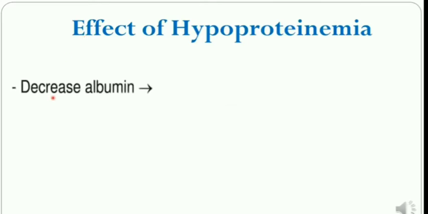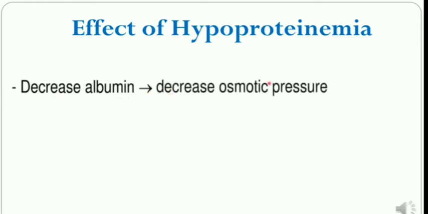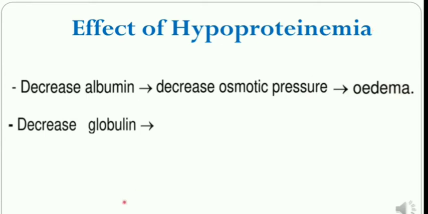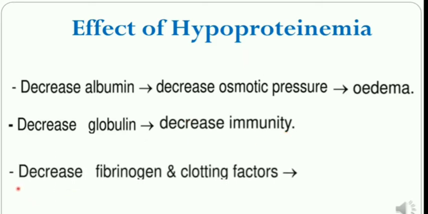Now what are the effects of hypoproteinemia. Generally, if hypoproteinemia is because of decrease in albumin, there will be decreased osmotic pressure, which will lead to edema. That is one of the effects of hypoproteinemia. If the hypoproteinemia is because of decreased globulin, then there will be decreased immunity in that person, and if it is due to decreased fibrinogen and clotting factors, then there will be bleeding tendencies observed in that patient.